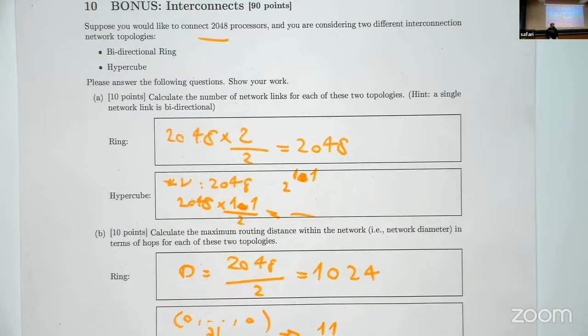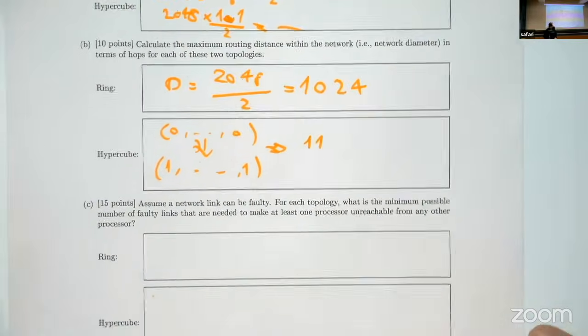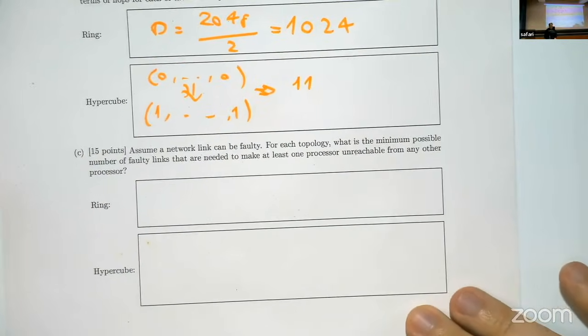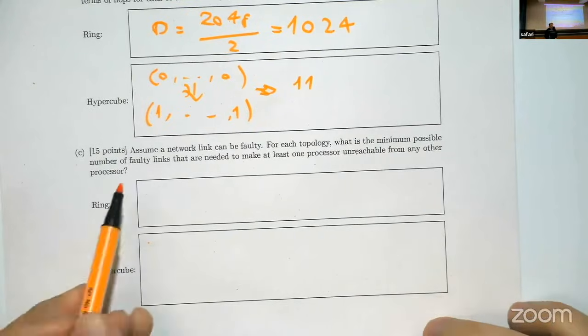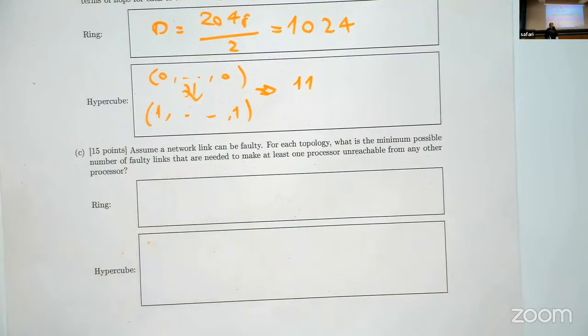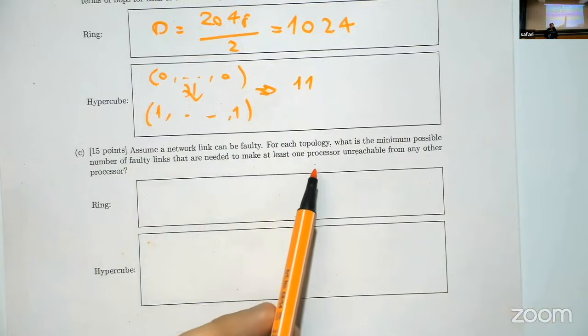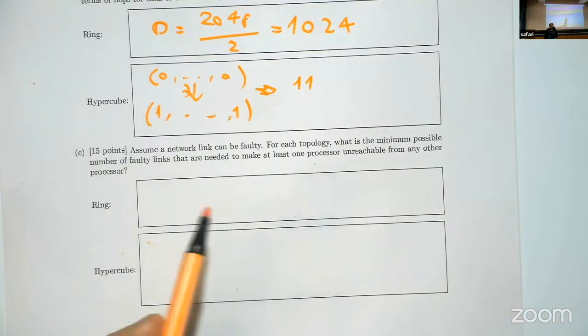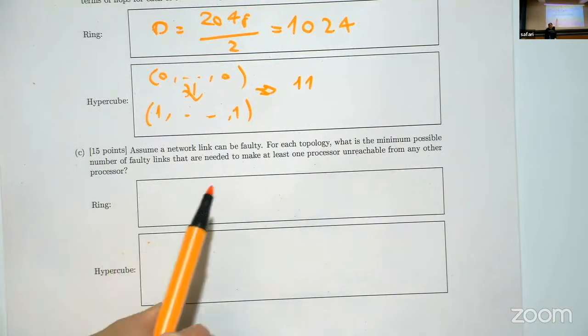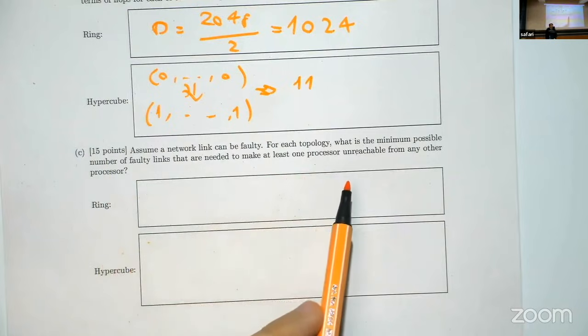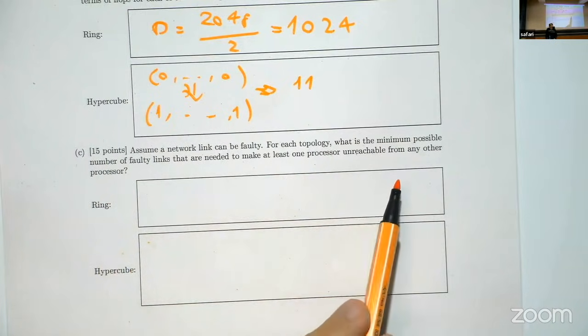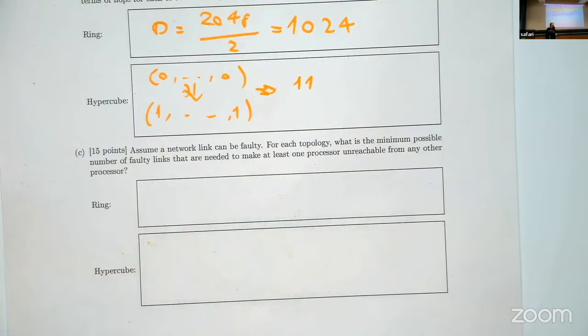Okay. So part C is asking, assume a network link can be faulty. For each topology, what is the minimum possible number of faulty links needed to make at least one processor unreachable from any other processor? Basically, how many links do we need to cut such that the network is not connected anymore?